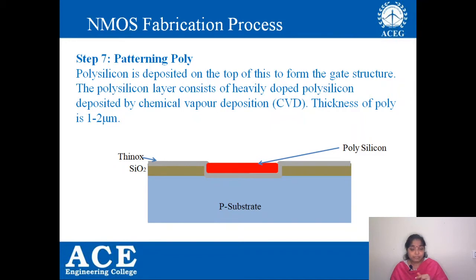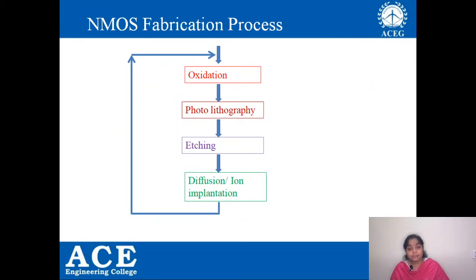So in the same manner, we have to go through the same process again. You can see here, we have to go through oxidation, photolithography, etching. Then you are able to select the area where you require to form the source and drains. After selecting that area, you can easily dope impurities, either by the diffusion process or by the ion implantation process, right?